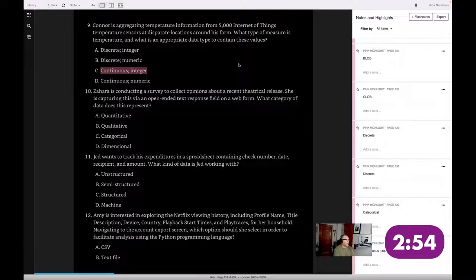Zara is conducting a survey to collect opinions about a recent theatrical release. She is capturing this via an open-ended text response field on a web form. What category of data does this represent? That is definitely not quantitative. I know that for certain.